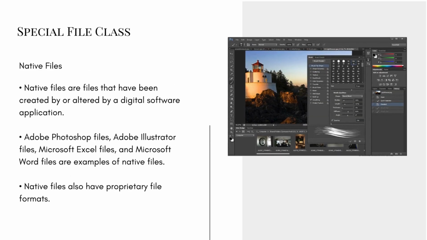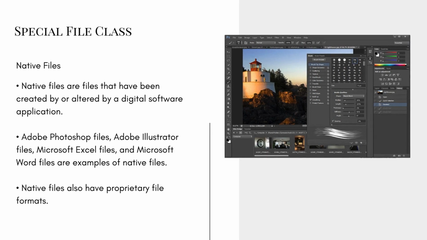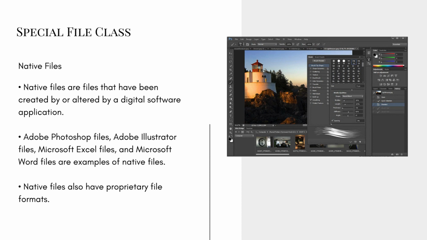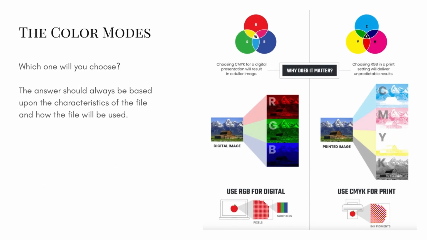Native files are files that either have been created by or have been altered by a software application. Examples of native files would be Photoshop files, Adobe Illustrator files, and Excel files. Those image files are also in a special category, and like raw image files, native files also have their own proprietary file formats. So I also won't be talking about native file formats.